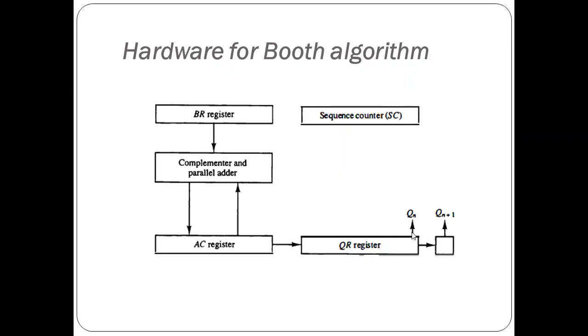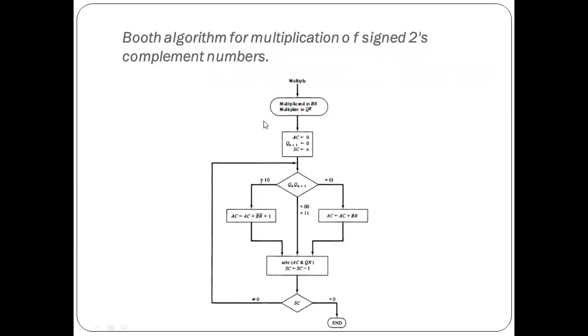Likewise, if you get a sequence of 0 and 1, then it will be added and then shifted right side. Right shift is always done until the sequence counter becomes 0. So this is the flow chart. Multiplicand is in the BR register, multiplier is in the Q register. Your accumulator is initially 0. Qn plus 1 is also forced to 0 initially, and SC is equal to n, the total number of bits in the multiplier, including the sign.